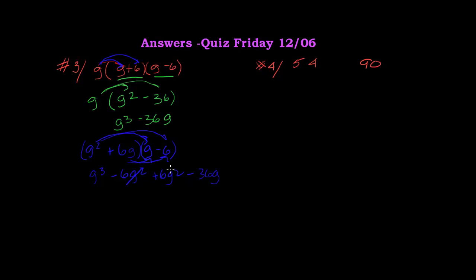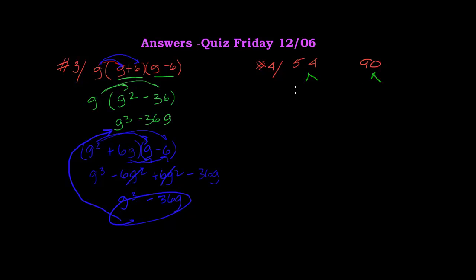Now if you look, these two terms cancel, and we're left with g to the third minus 36g, which is the answer that matches this. Okay, let's go to number 4. Find the greatest common factor and LCM. So to do these, we want to factor these.